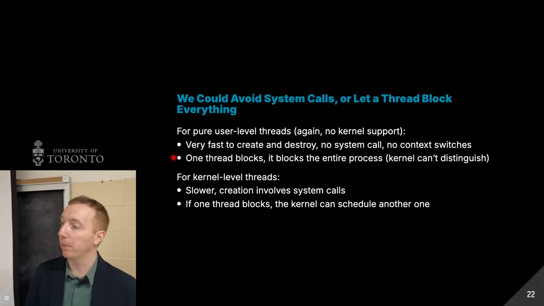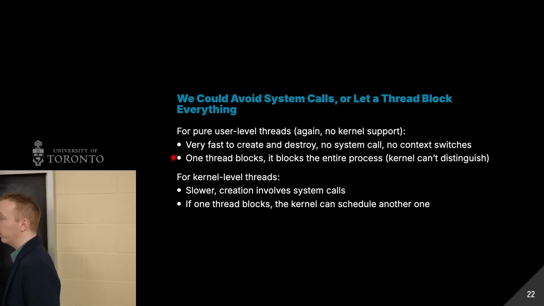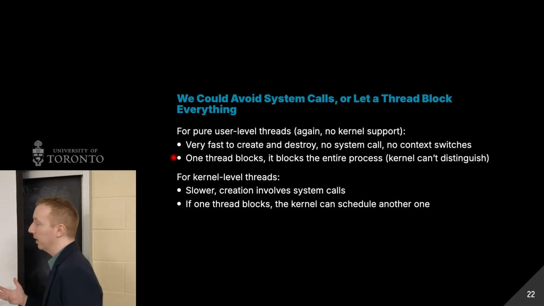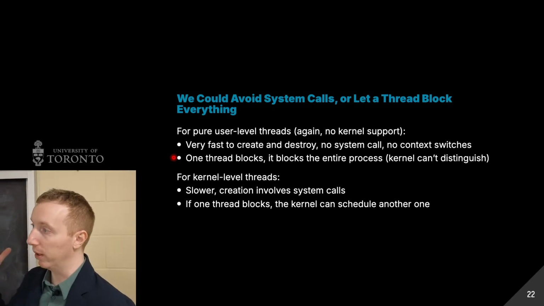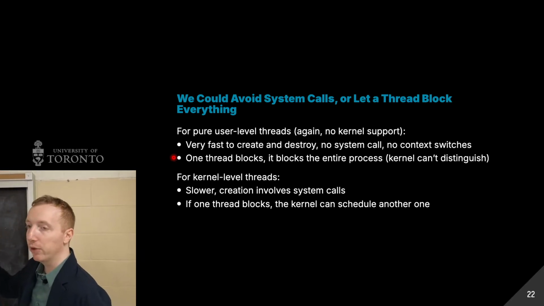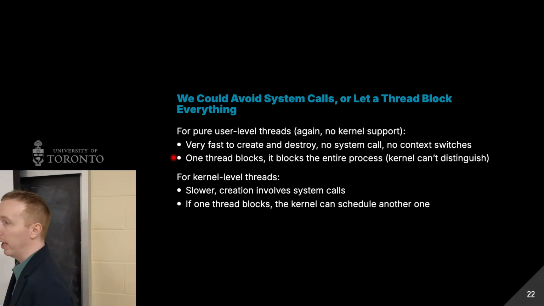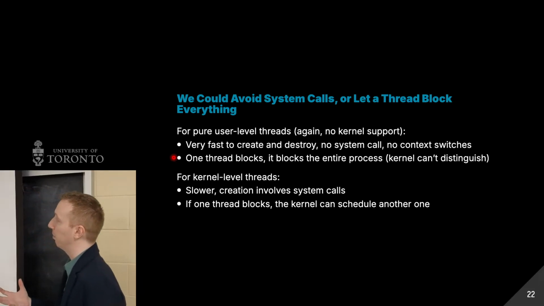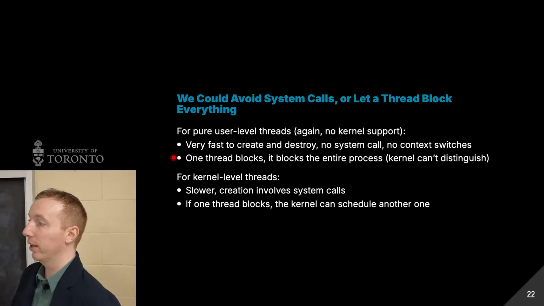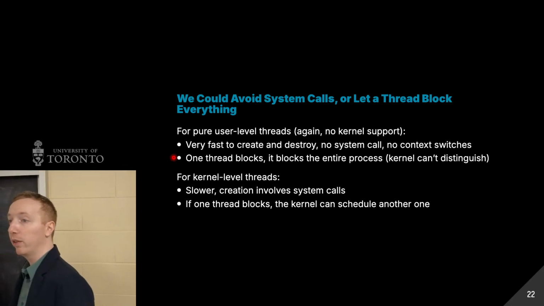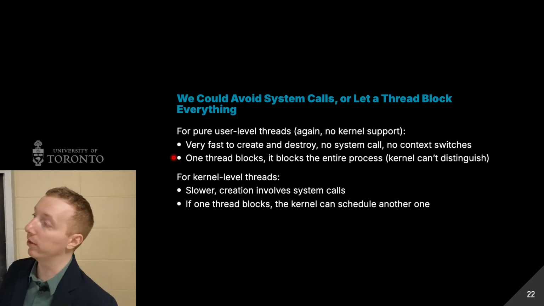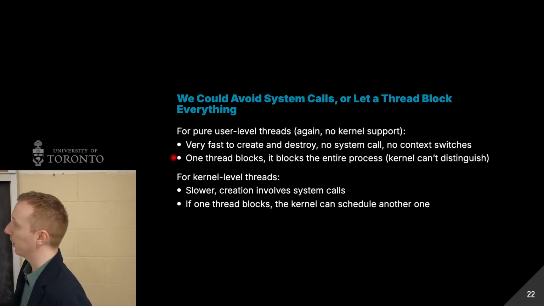But the major drawback is because the kernel doesn't know you have multiple threads running, if one thread blocks, so if one thread calls read or something like that that's waiting for some slow resource to come in, then that entire process gets blocked. The kernel can't distinguish that, hey, maybe another thread could actually run while this thread is waiting for some result to come in.